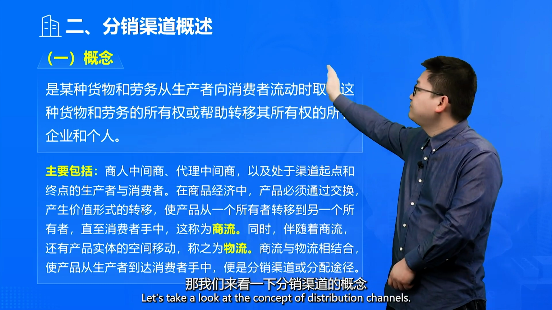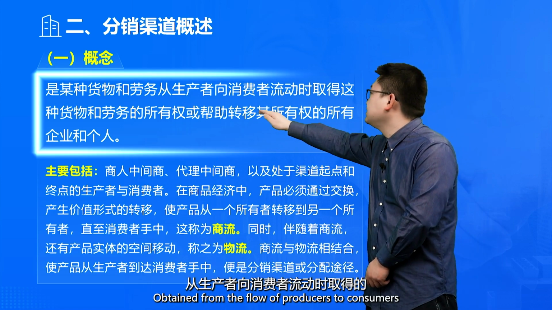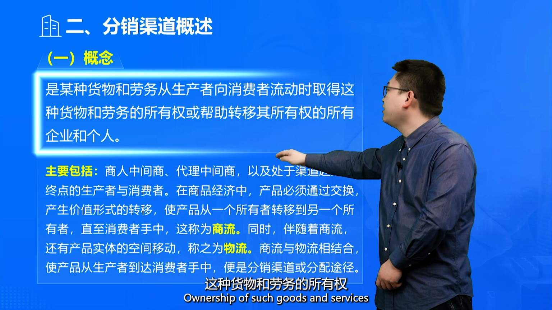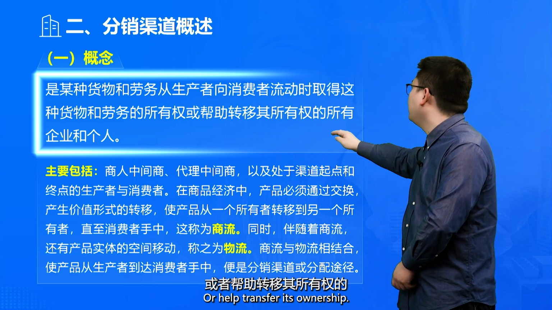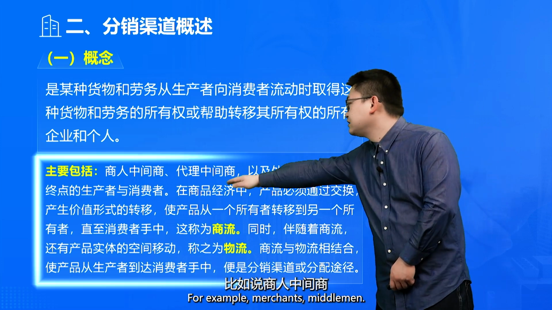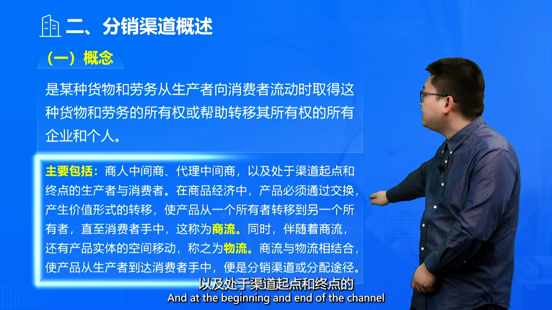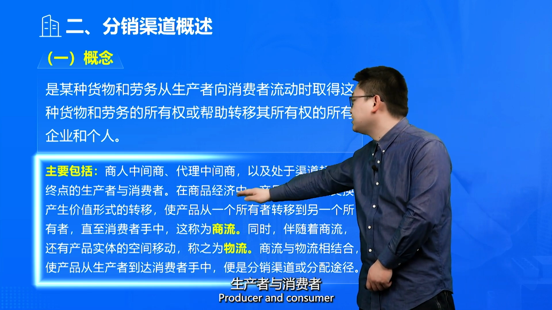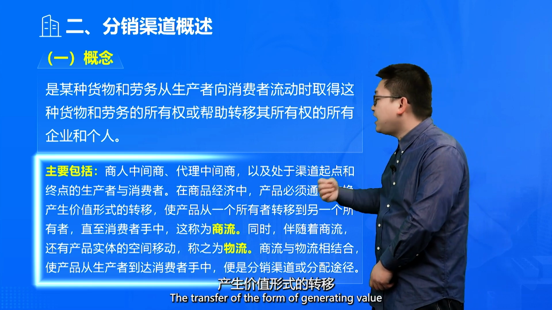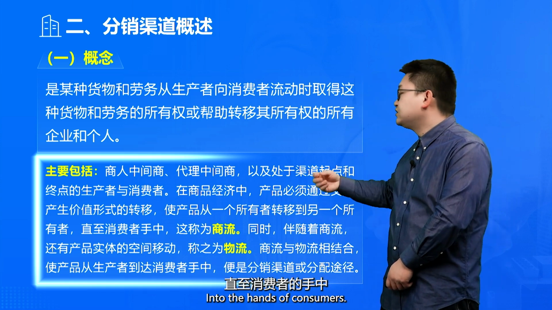Let's take a look at the concept of distribution channels. It is the path by which goods and services flow from producers to consumers, with ownership of such goods and services transferred, or with help in transferring their ownership. All the enterprises and individuals involved mainly include merchants, middlemen, and acting middlemen, and at the beginning and end of the channel, the producer and consumer. In the commodity economy, products must be exchanged. The transfer of the form of value makes the product pass from one owner to another, into the hands of consumers.